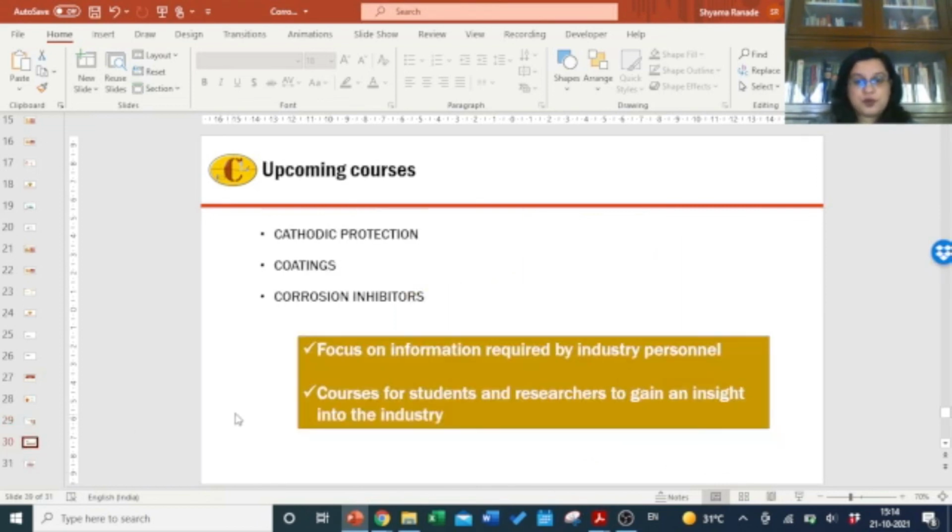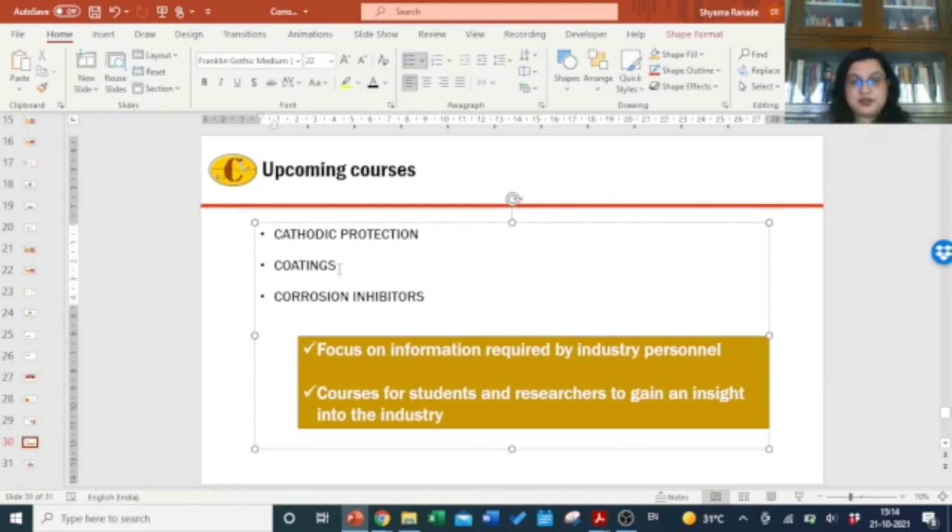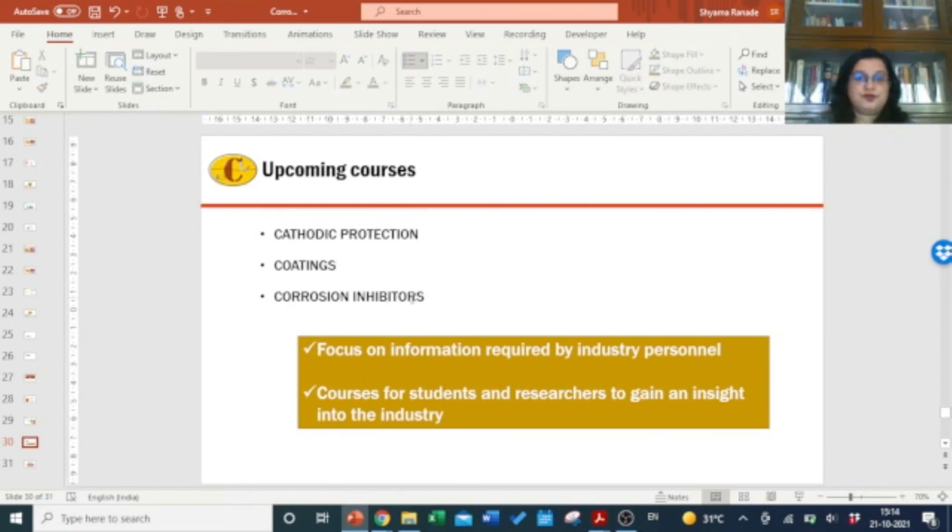So, what are the upcoming courses? Upcoming courses include cathodic protection courses focused on basic concepts, and there will be both micro and mini courses. There will be coating courses, some of them specifically related to metallic coatings or organic coatings for industry. Then there will be corrosion inhibitors. This would include different courses for scavengers.